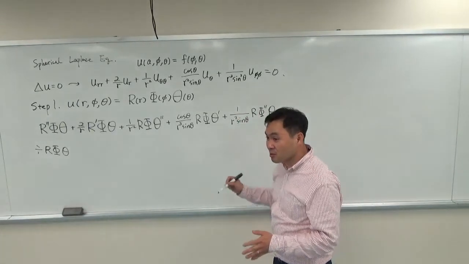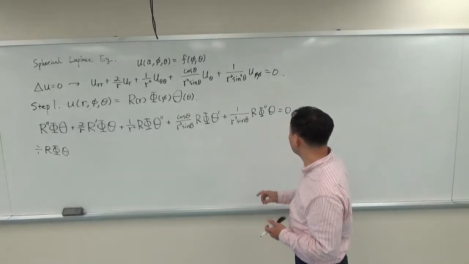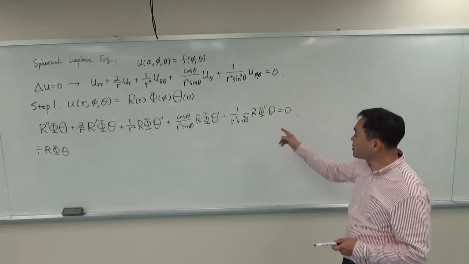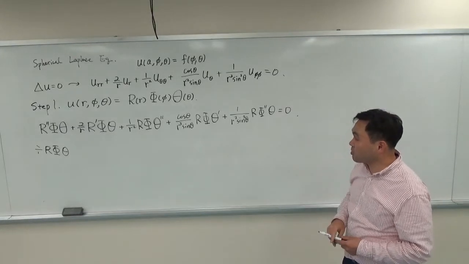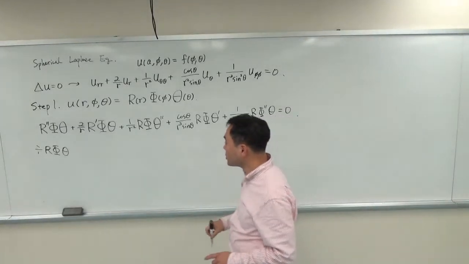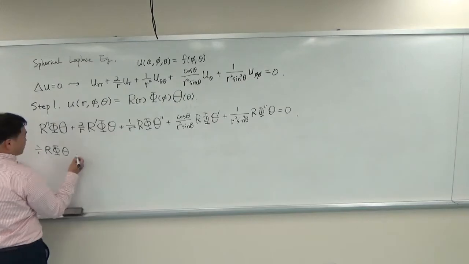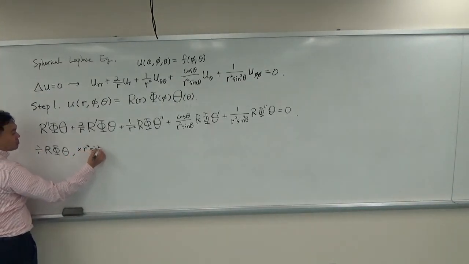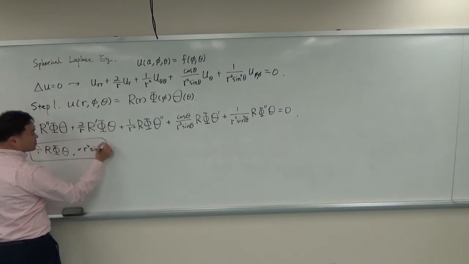Okay. Shouldn't that be sine squared theta? Oh, thank you. Yeah. Oh, so then we have to multiply by R squared sine squared theta. Okay. So after this, we multiply by R squared sine squared of theta. Let's see what we get.